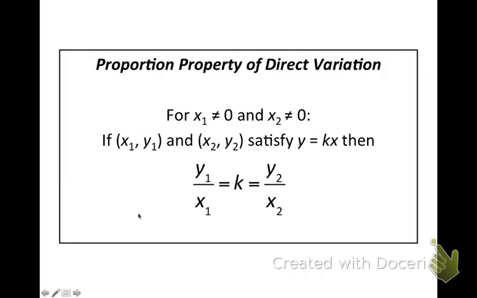So, look at that. Sarah's like reading my mind. We have something that's called the proportion property of direct variation.